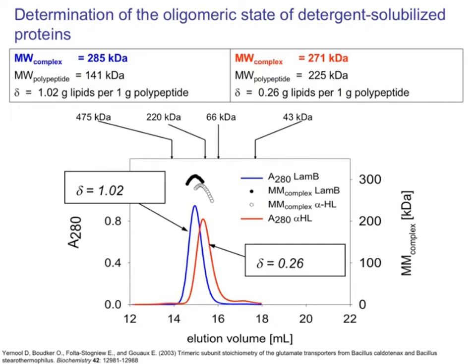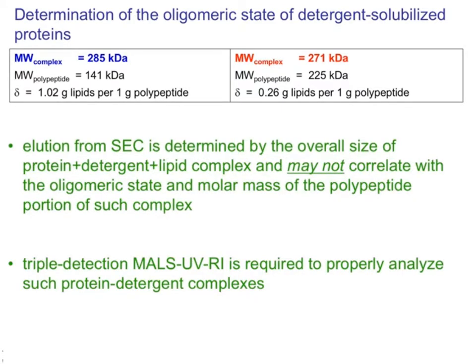So this information explains why the trimeric porin elutes ahead of the heptameric hemolysin, because the overall complex for the porin is larger than the complex formed by the hemolysin. So, in summary, for detergent-solubilized membrane proteins, elution from size exclusion chromatography is governed by the overall size of the protein-detergent complex and may not correlate with the oligomeric state of the polypeptide itself. Thus, the trimeric porin with a molar mass of the polypeptide of 141 kilodalton elutes ahead of a heptameric hemolysin with a molar mass of 225 kilodalton.